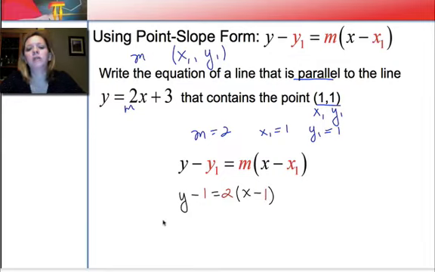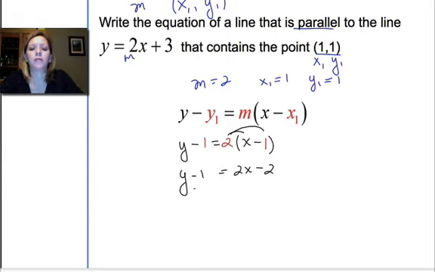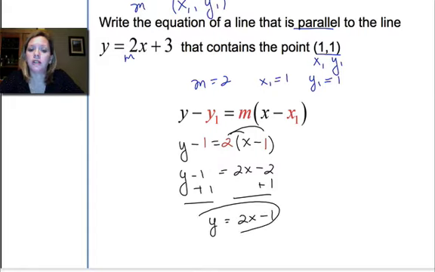And then what we want to do is manipulate it a little bit to get y by itself. So the first thing I would do is distribute that 2. So we'd have y minus 1 equals 2x minus 2. And then to get y alone, I'd add 1 to both sides, and we'd get y equals 2x minus 1. And we actually already did this problem in that first example, so you can check and verify that we got the same exact equation as we did the last time.